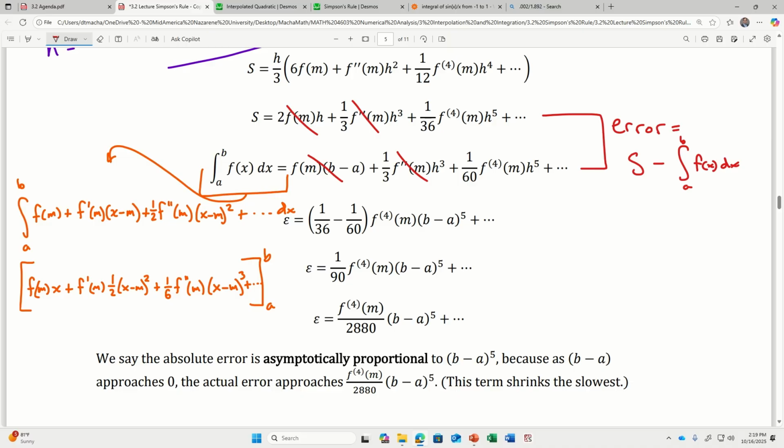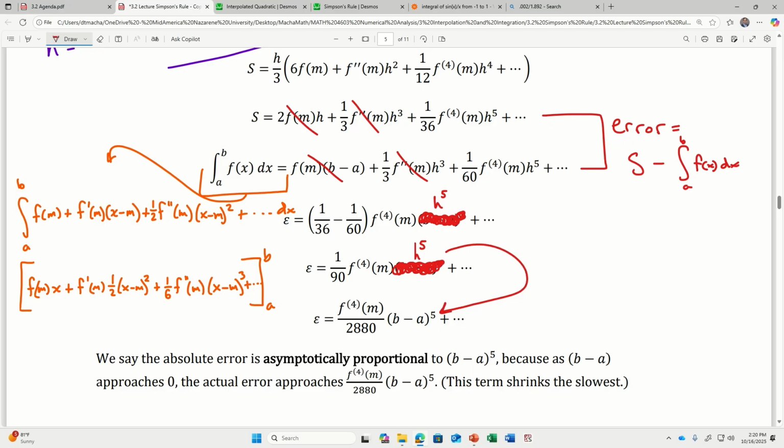And then what happens in this last step? How did I go from 1 over 90 to 1 over 2,880? I think there's a little mistake here. There's a typo I need to fix. This is supposed to be h to the 5th power. Okay, now you can tell me what happened in this last step.